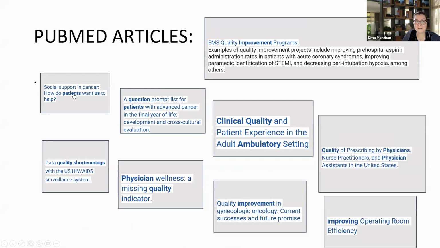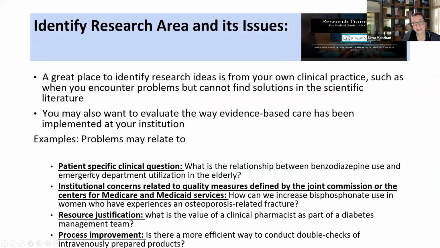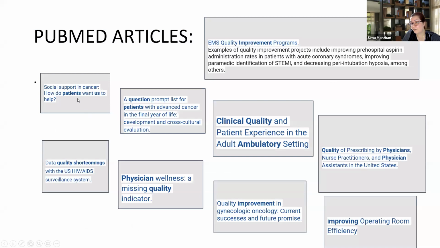You can find this one, Social Support in Cancer: How do patients want us to help? This is a patient-specific clinical question, but researchers addressed it, highlighted it, and responded to it. You see, this is the value of this research. The other one, a question prompt list for patients with advanced cancer in the final year of life. You see, this is a response to a question from the patient side.